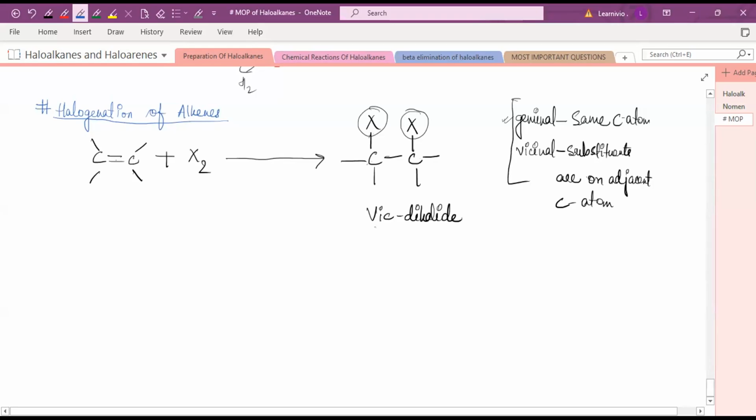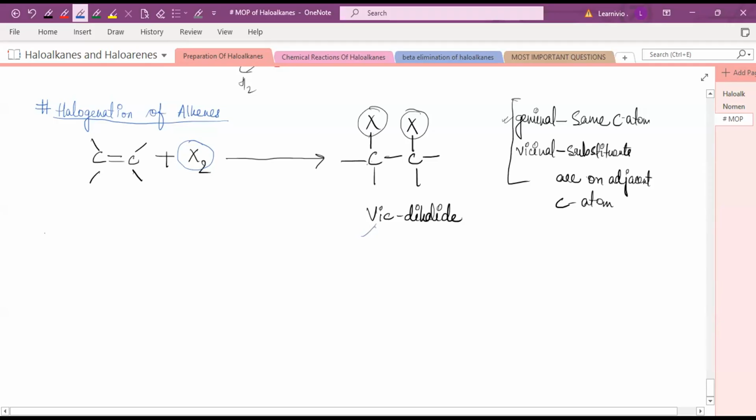So what you have to do when any alkene is given: just break this double bond and attach X2. Two halogen groups are there, so you have to attach the halide groups on the adjacent carbon atoms. So basically you will get vicinal dihalide in this case.